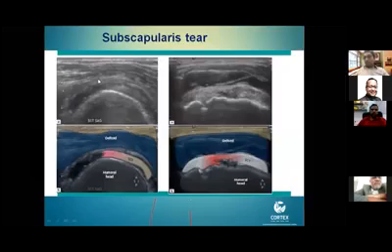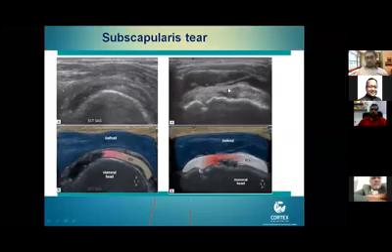Here, this picture is showing a subscapularis tear. This is the full thickness tear. You can see part of the subscapularis is gone fully. This is the full hypoechoic area which is showing. This is the subscapularis full thickness tear, and here you can see the cross section is showing the mid part of the subscapularis, some hypoechoic area. This part is a partial tear of the subscapularis muscle.